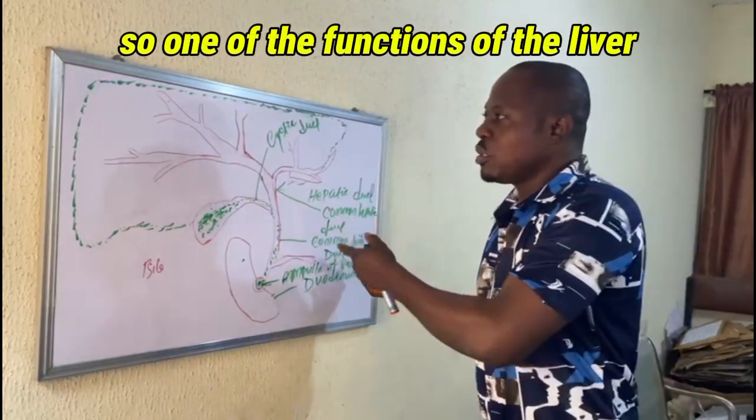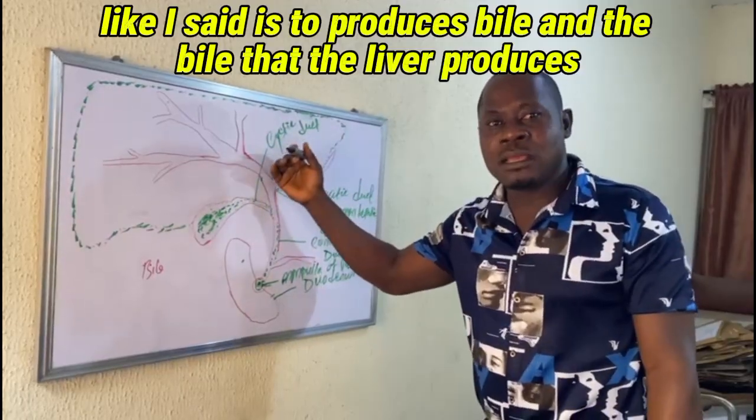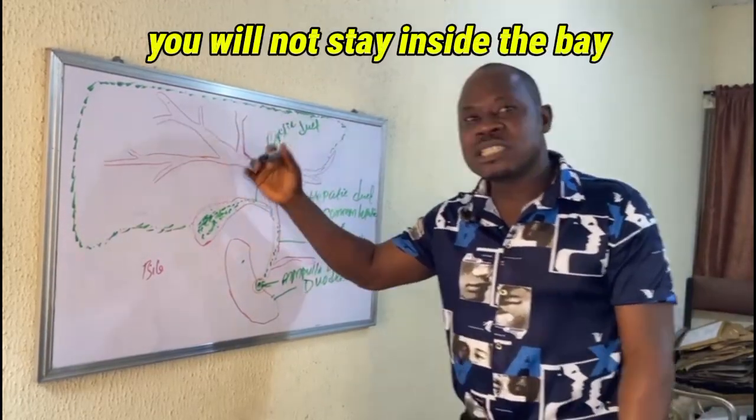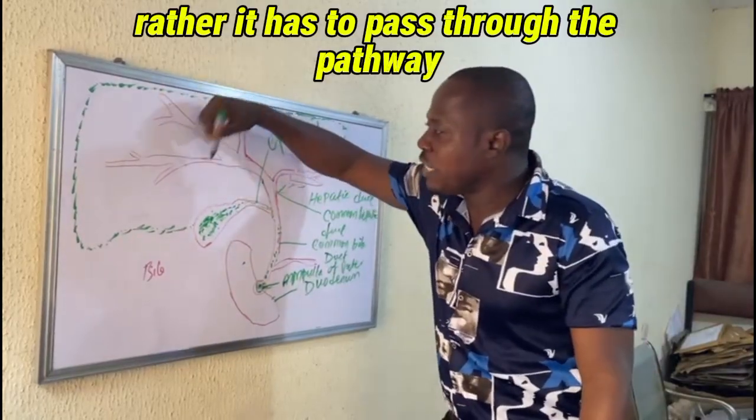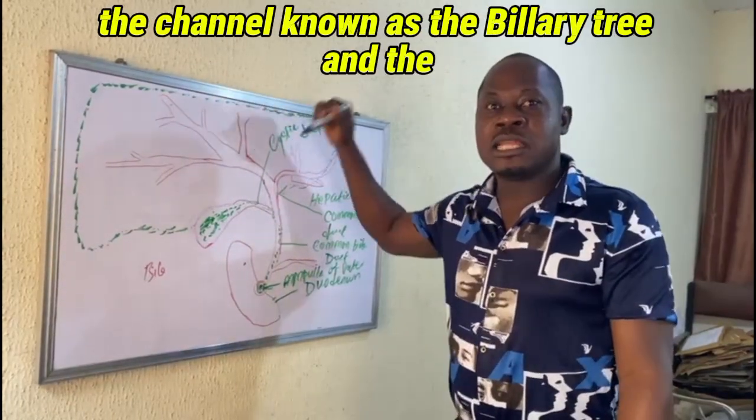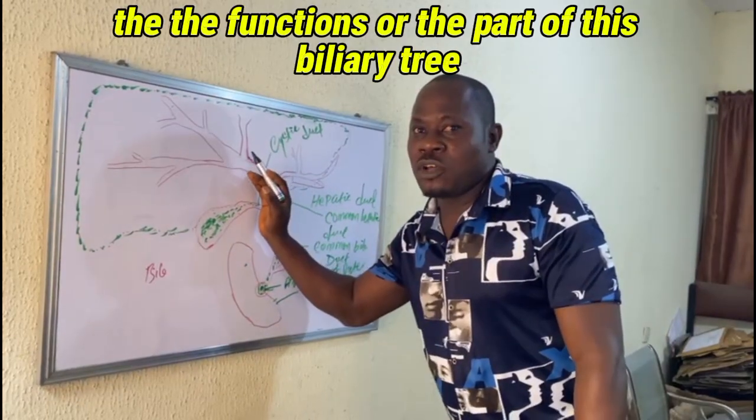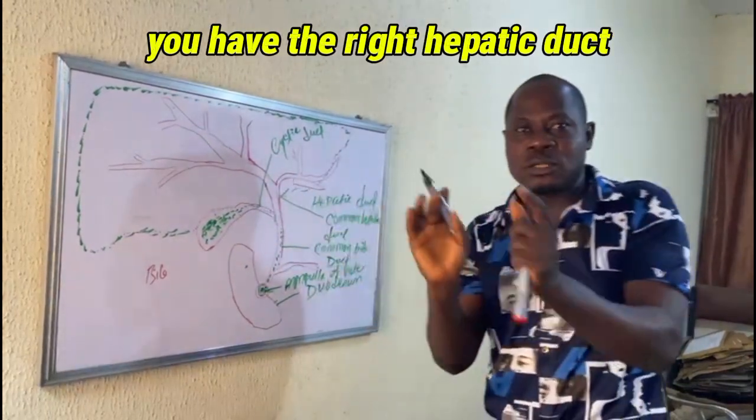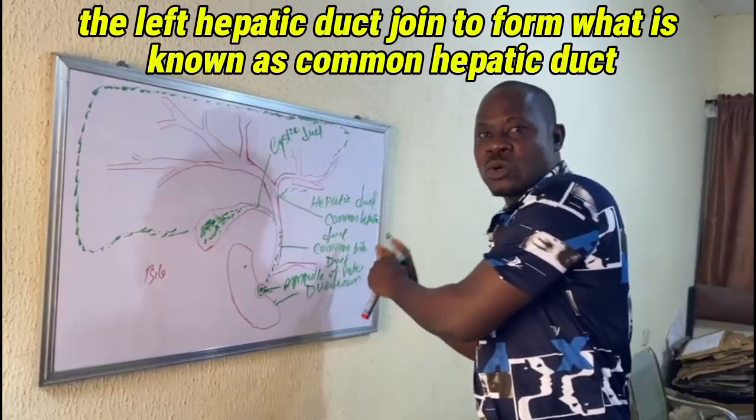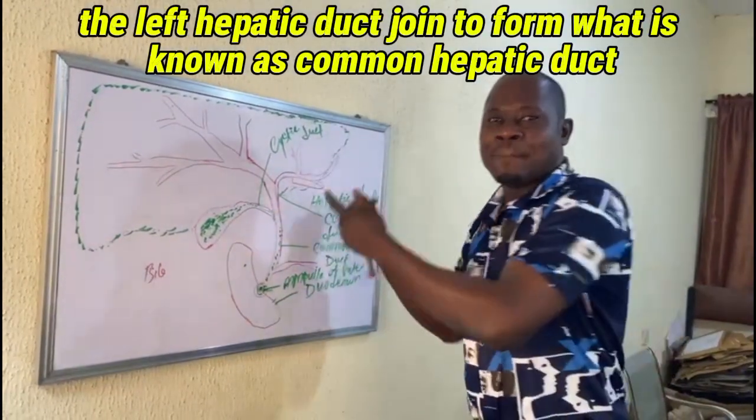So one of the functions of the liver, like I say, is that it produces bile, and the bile that the liver produces will not stay inside the liver. Rather, it has to pass through the pathway, the channel known as the biliary tree. In this biliary tree, you have the right hepatic duct and the left hepatic duct joining to form what is known as the common hepatic duct.